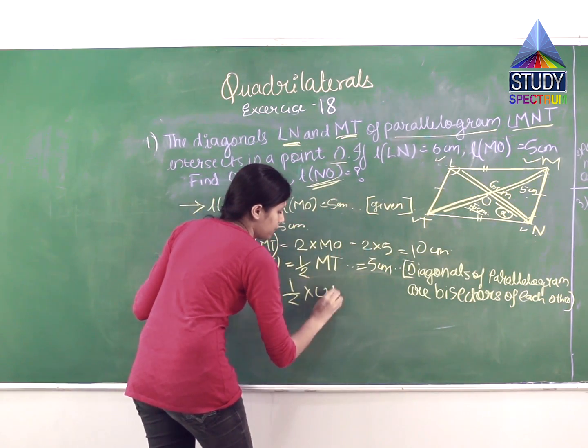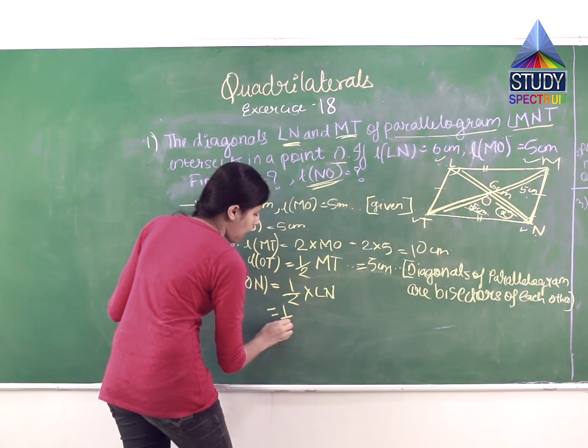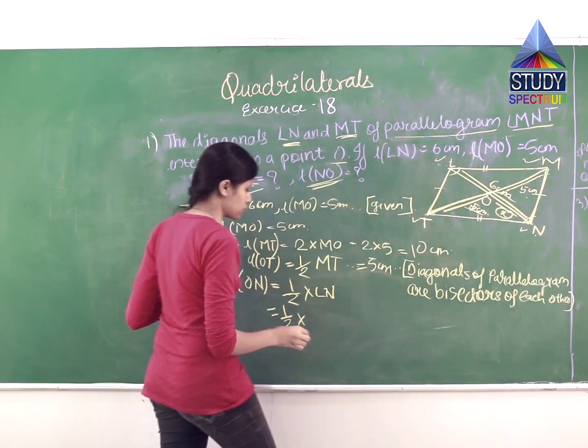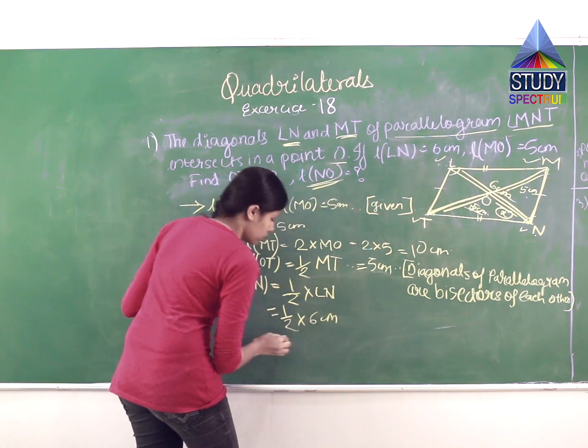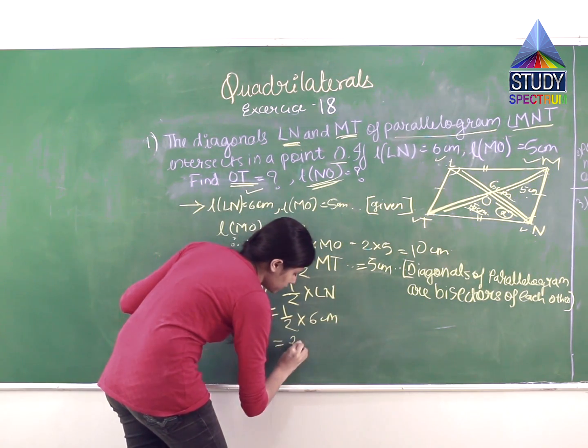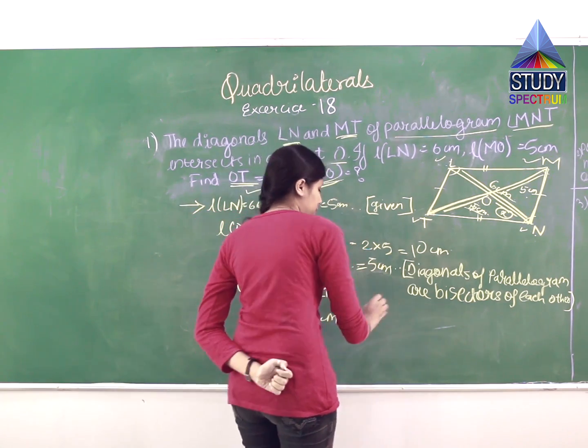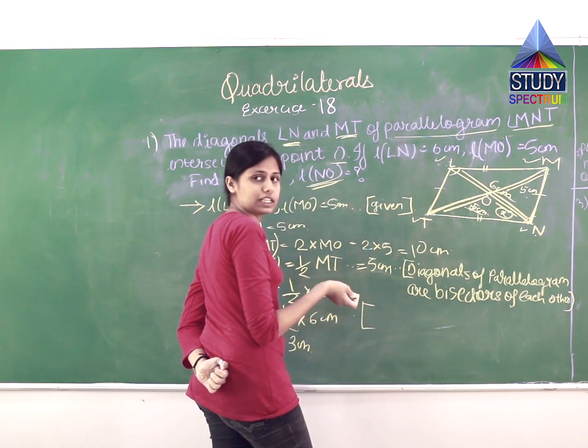So the answer will be half of LN. How much is it? 6 centimeters is given in the question. So half of 6 centimeters, the answer comes to 3 centimeters. The reason for this is the same: diagonals are the bisectors of each other.